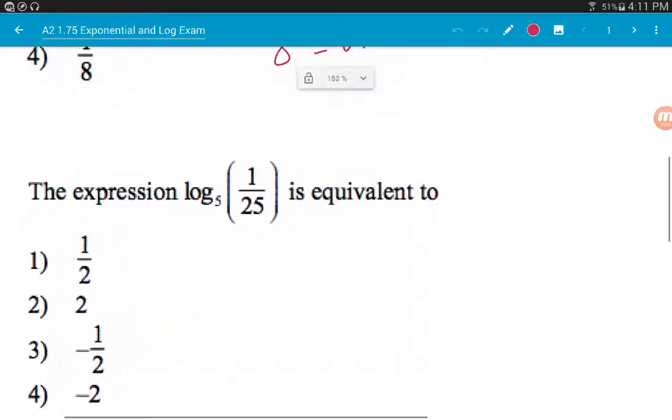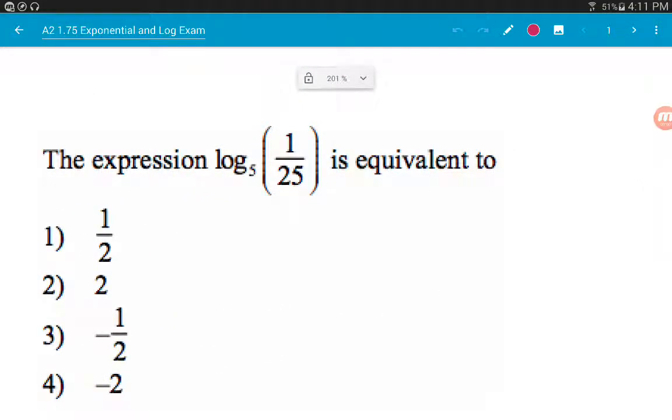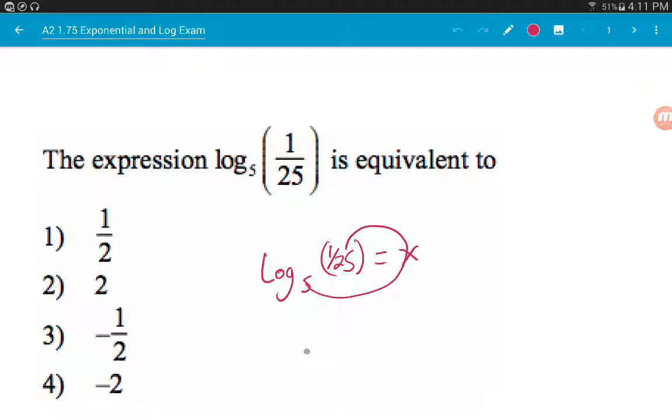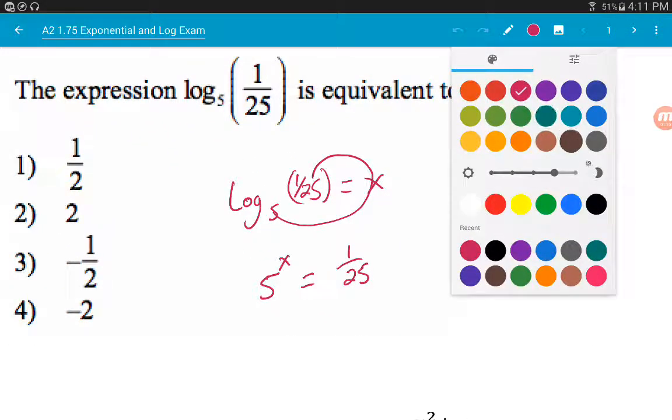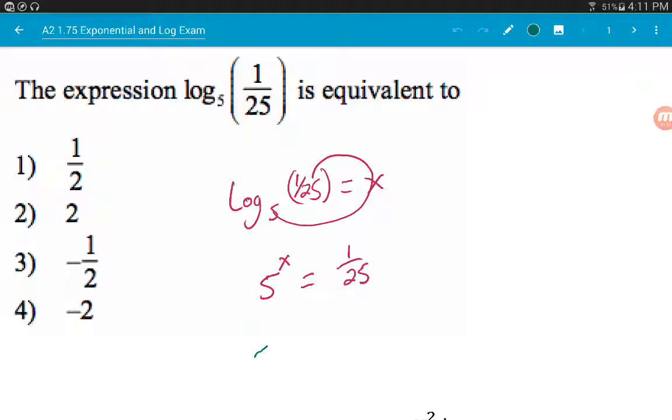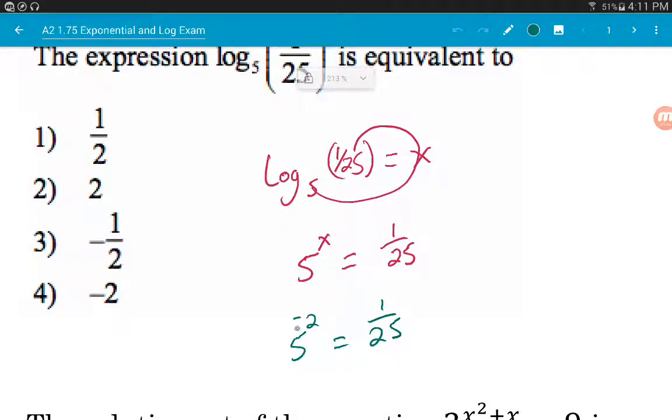The expression log base 5 of 1 over 25 is equivalent to, I can do the same exact thing. Log base 5 of 1/25 is equal to x. I can use the swoop. I get 5 to the x power equals 1 over 25. And now here's the rationale. 5 squared would be 25, but I need to put a 1 over it. A negative exponent puts a 1 over it, makes it its own reciprocal. So my exponent is going to be -2.